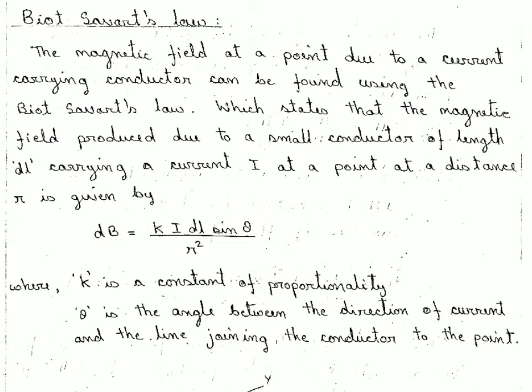Theta is the angle between the direction of current and the line joining the conductor to the point at which we want to measure the magnetic field. And I is the current, dl is the small portion of the conductor, and r is the distance of the point at which we measure the magnetic field from the small portion dl.